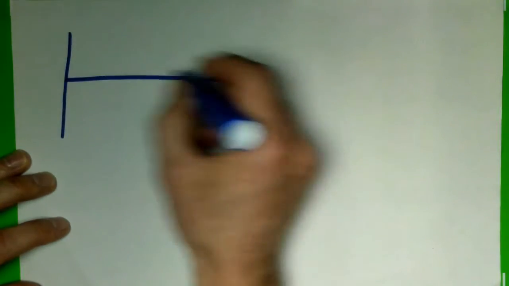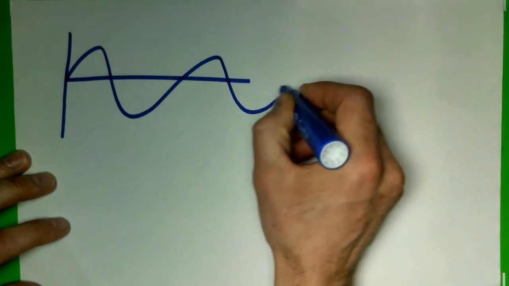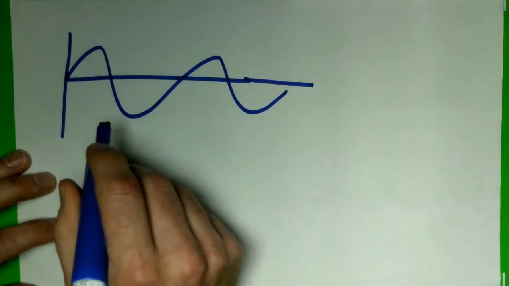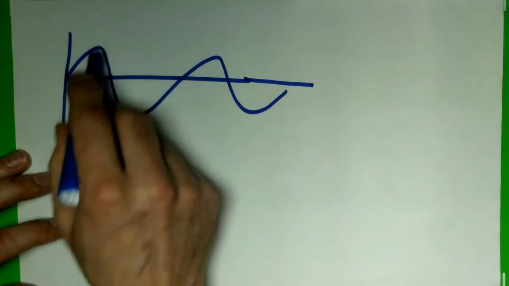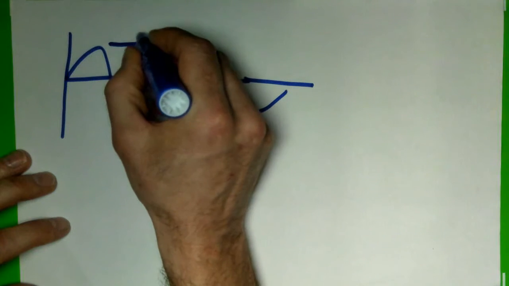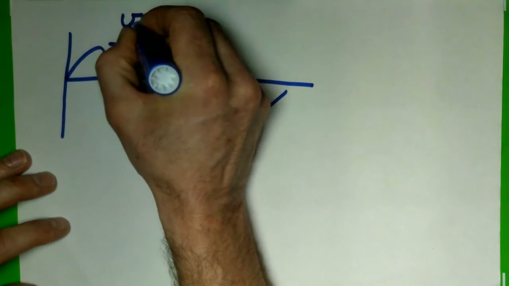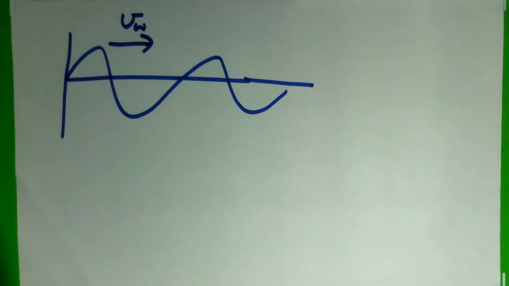We've seen for a wave that its wave speed shows how the wave is traveling, and it's different than the displacement of the material in the wave. So wave speed shows how it's traveling. Okay, and we found that it's equal to the wavelength over the period.